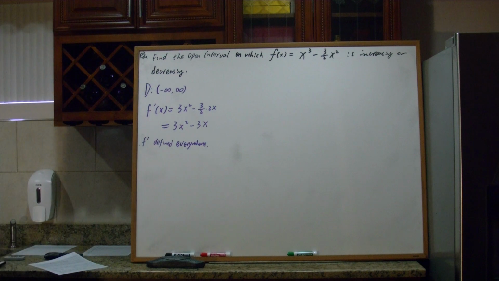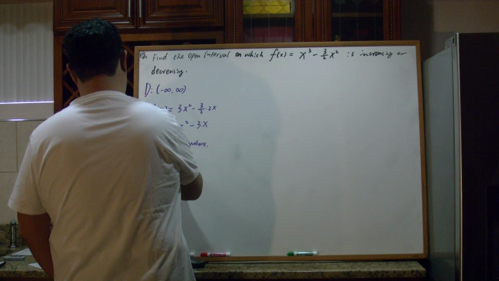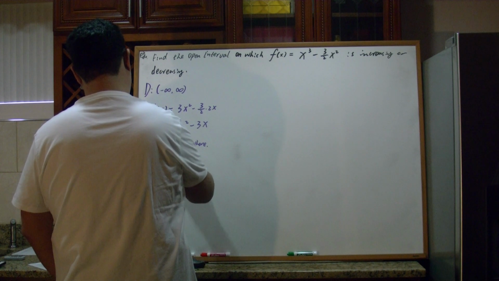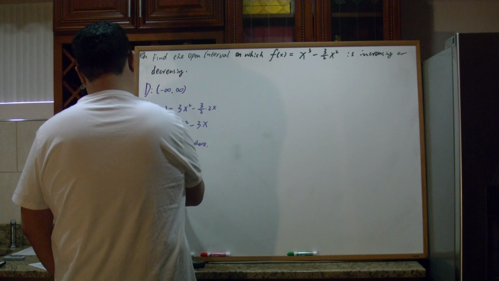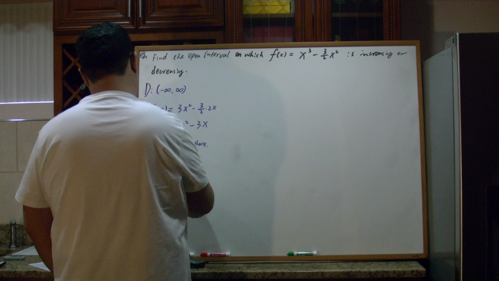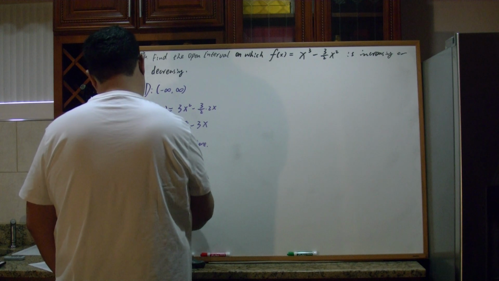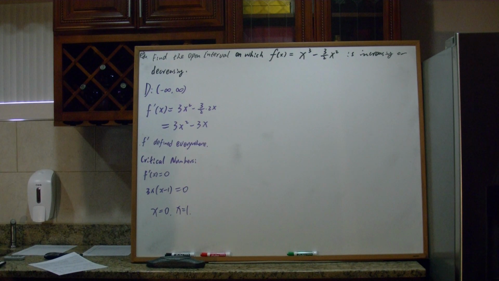Because we are looking for critical numbers, right? It's looking for where f prime is equal to 0 or f prime is undefined. Since f prime is defined everywhere, to find the critical numbers we just need to solve for f prime equals 0. f prime of x equals 0, so 3x times x minus 1 we can factor out, to be x equal to 0 and x equal to 1.